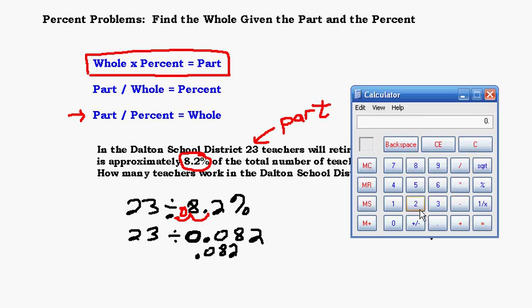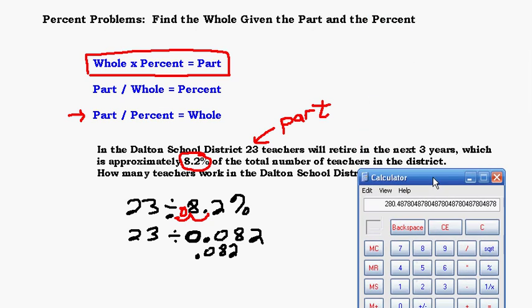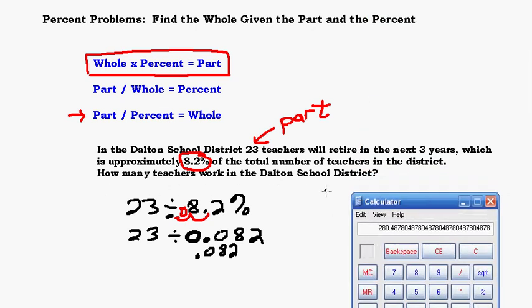Alright, so let's use a calculator on this one. 23 divided by 0.082 equals, again, a big long decimal here. So let's look at the context of the problem. What are we looking for? We're looking for how many teachers work in the school district. Now this 8.2% was an approximation. Maybe it was actually 8.2567, I don't know, some big percent. But they just rounded to the nearest tenth. So we need to round our answer to the nearest person because this answer, this 280, is representing people. So we want to round it to the nearest person or whole number.